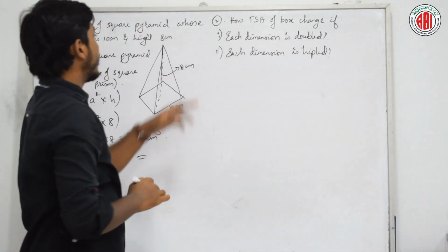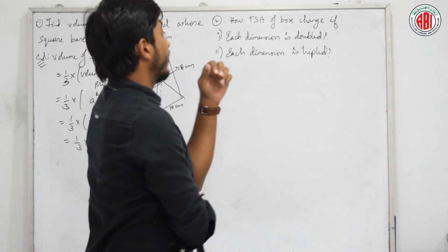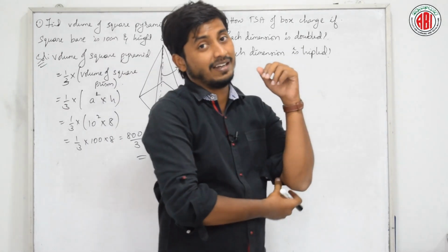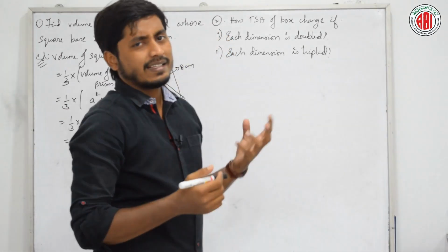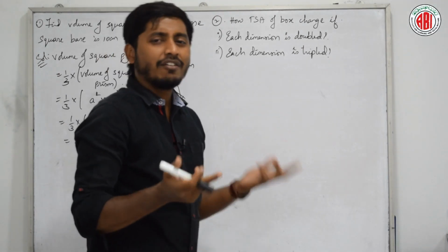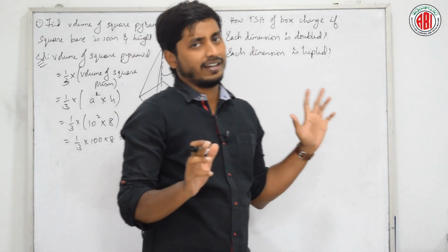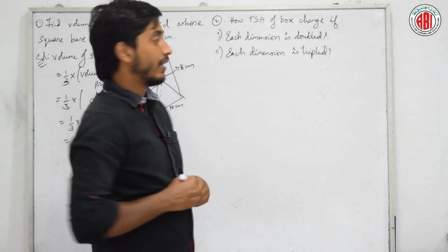Look at the next question here. How does the TSA of a box change if each dimension is doubled? Let us say the box is a cuboid. Let us not assume a cube. In a cube, if A is doubled or A is tripled, we can directly find it. Let us take a cuboid.